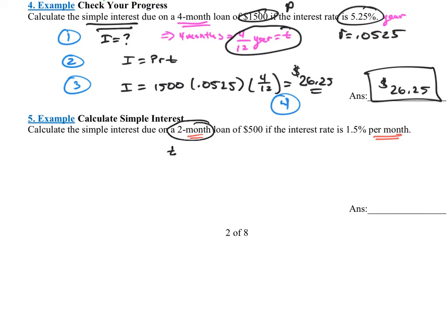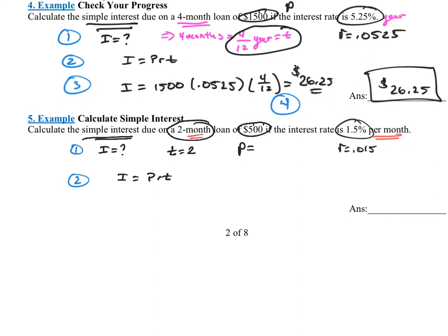In other words, here we're going to use T equals 2, standing for 2 months. Our P is our initial investment, that's the $500. And then our R is going to be 0.015. Again, that is monthly interest. So again, the rate and the time match. They want to know what simple interest is, so we don't know what I is. That's step 1. Step 2 would be, what's the formula we're using? We're using the formula I equals PRT.